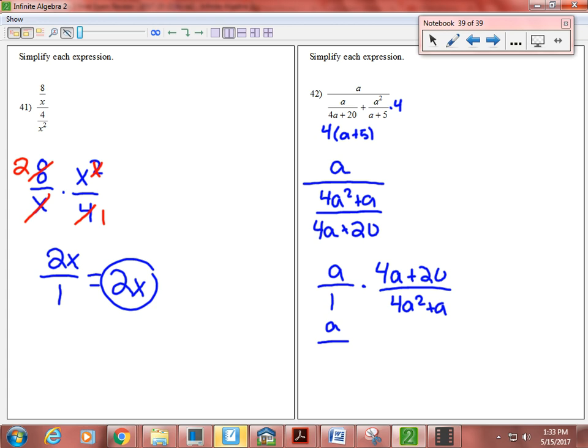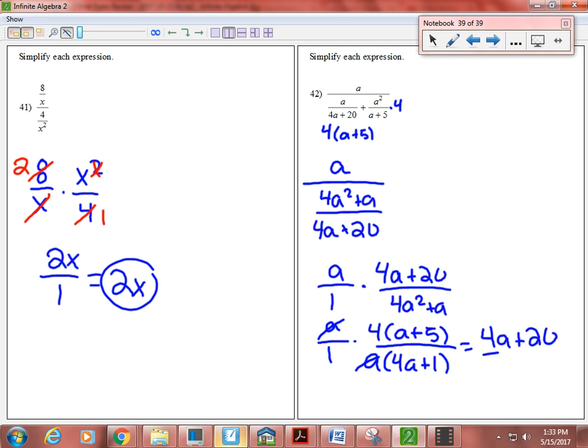Well, I can reduce this and take out a 4 to get a plus 5. And in the denominator, I can take out an a. And so I'm left with 4a plus 1. So now you can look up, down, diagonal on that. So these a's can go away. And that is really about it. So I would distribute this back in to have 4a plus 20 over 4a plus 1.